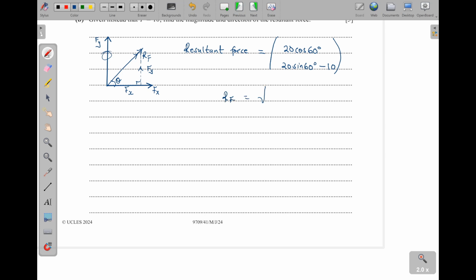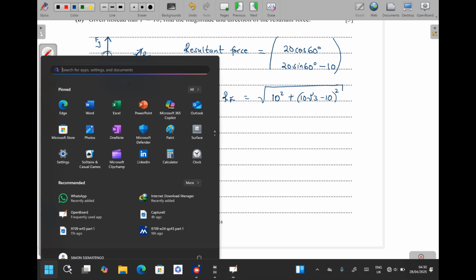Okay, now after that, if I want to get the resultant force, it is going to be the square root of (20 cos 60) squared. Cos 60 is a half, so that will be 10 squared. And then 20 sin 60, that one is going to be 10 root 3. Then minus this 10 here, then we square. So we put everything in the calculator.